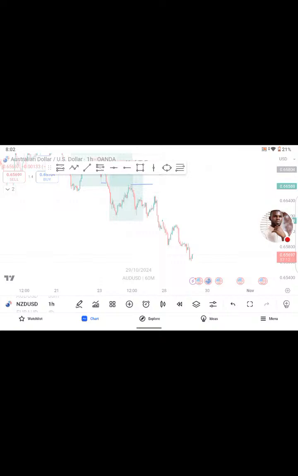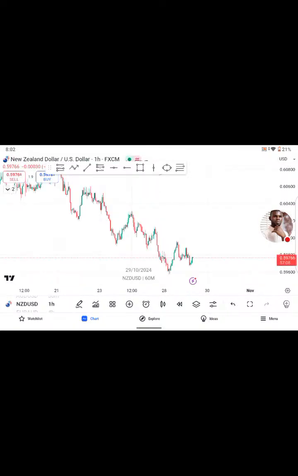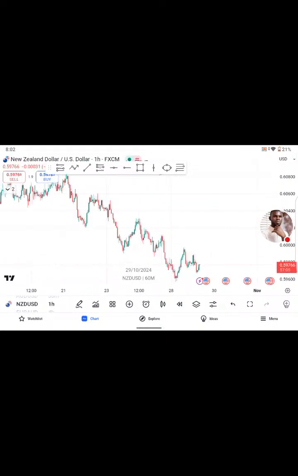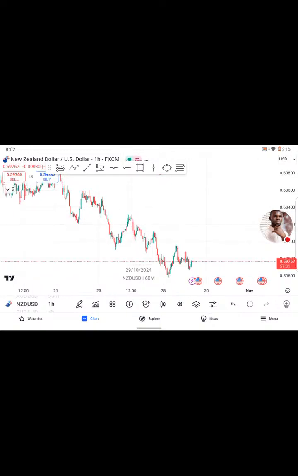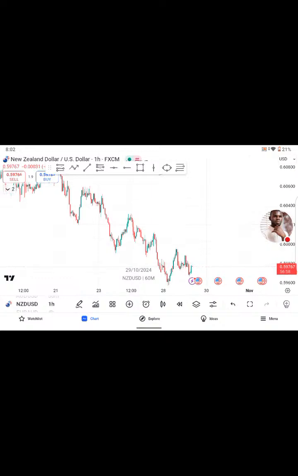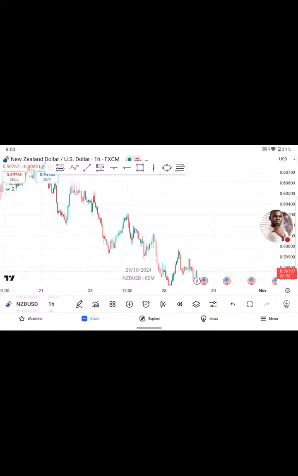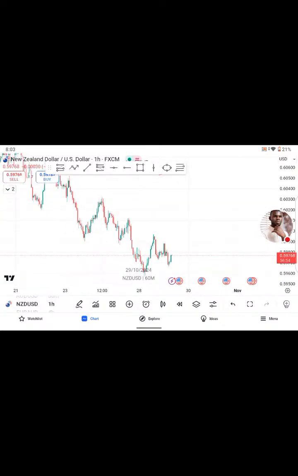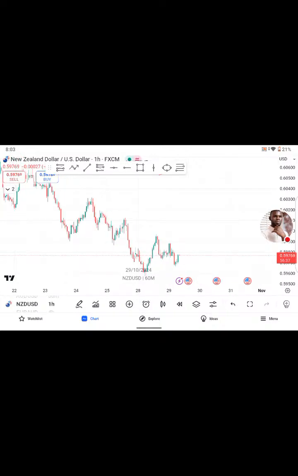NZD USD, for NZD USD, okay. What happened? I have a setup here. I've done the analysis before. Maybe network is not showing what I have done earlier. So okay, let me do it again.